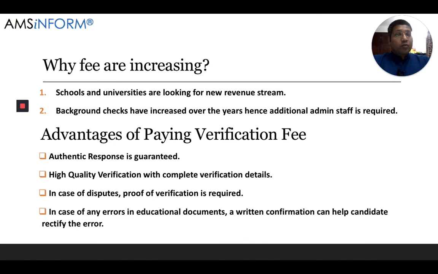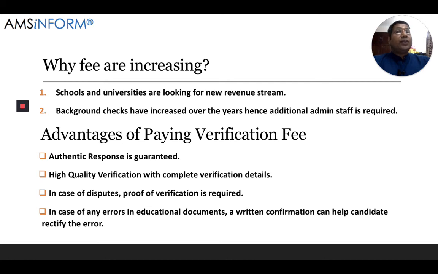A written proof also goes a long way in case there are disputes where candidates are not happy with the verification and they are asking for proof of verification. And if you have this proof readily available, it saves you, and it takes you a long way in those processes.